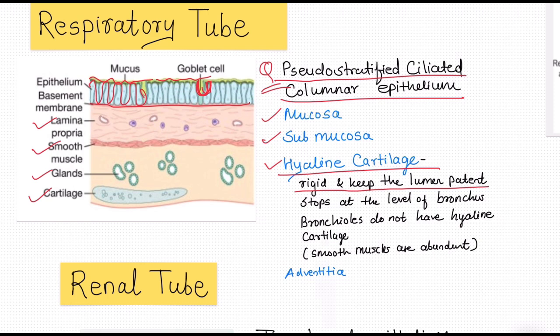It stops at the level of the bronchus. This is an MCQ point: hyaline cartilage stops at the level of the bronchus. Bronchioles do not have hyaline cartilage, and smooth muscle is abundant. Adventitia is present here. Adventitia will be the outermost layer.